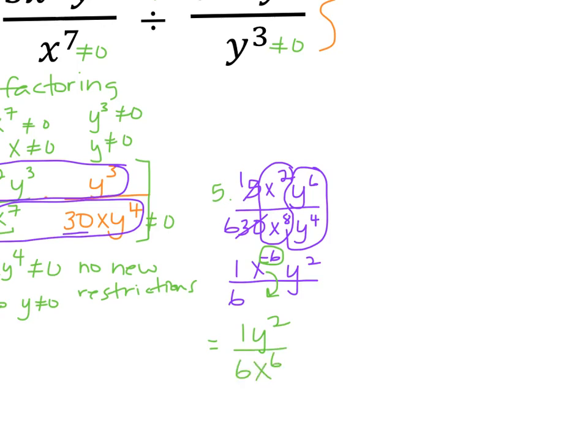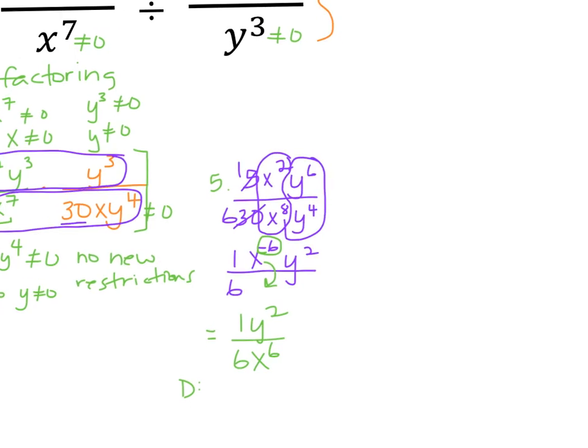And then remember, because we had multiple domains, if I have all types of restrictions, I'm going to just include all of them at the very end with my final answer. I know x can't equal 0 and y can't equal 0. So there's my final answer.